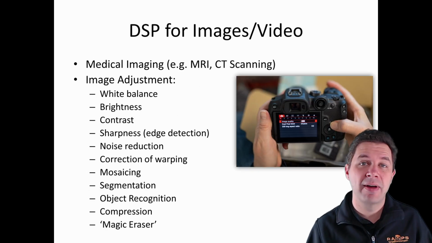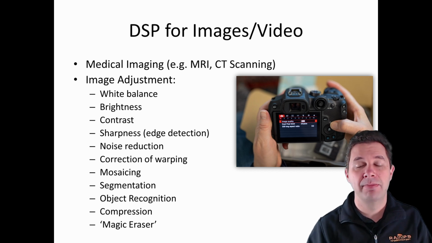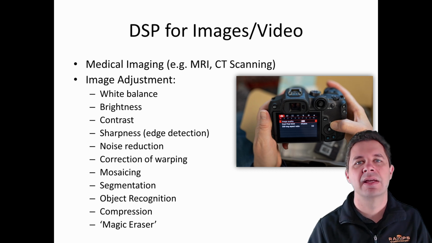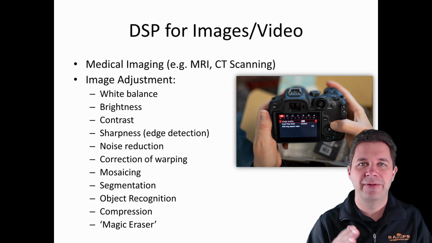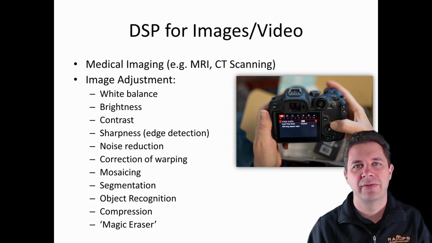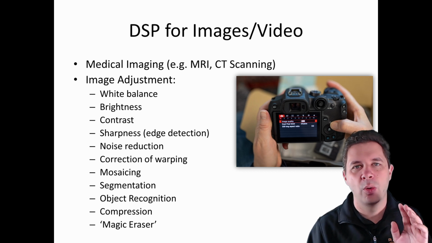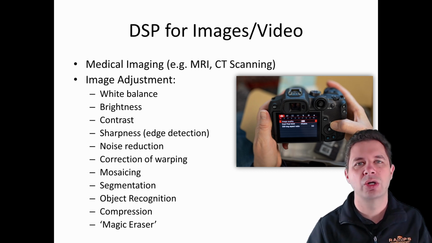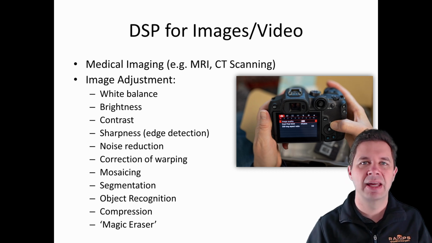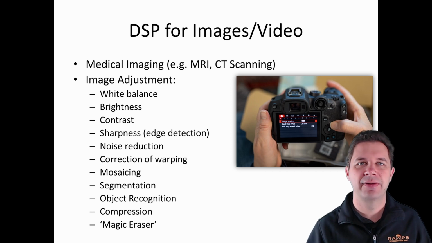DSP also has lots of applications for images and video processing. For example, in medical imaging, where we're using MRI or CAT scans and using those to look at different layers and do segmentation, highlighting key areas within those different layers. There's a whole lot of other image-based operations, everything from controlling white balance and brightness, contrast, sharpening images and de-sharpening images, segmenting images. We'll give some examples later on of some of these different things.